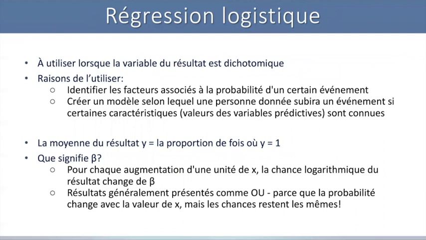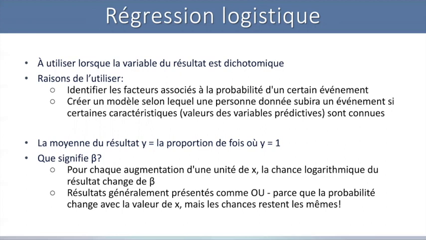So just a little bit more about the other types of regression. Logistic regression is used when the outcome variable is dichotomous, when it's binary. You can also do something called multinomial logistic regression when you have a categorical variable with more than two groups. The reasons to use it are to identify factors that are associated with the probability of a certain event, and to create a model of whether a given person will undergo an event if certain characteristics, those values of predictor variables, are known.